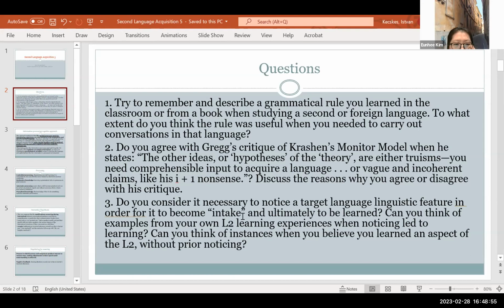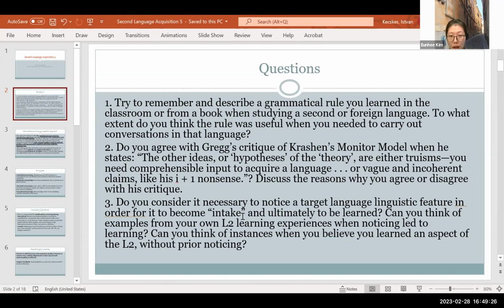I mean, I agree with the first part of the critique, where he's basically critiquing the input hypothesis. Was it the input hypothesis? I forget the name of the exact hypothesis, but yes, that input hypothesis. You're right. You need comprehensible input to acquire a language. I mean, that sounds true enough.